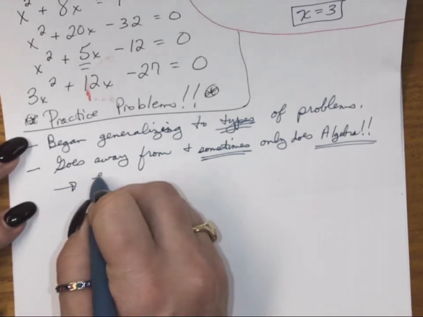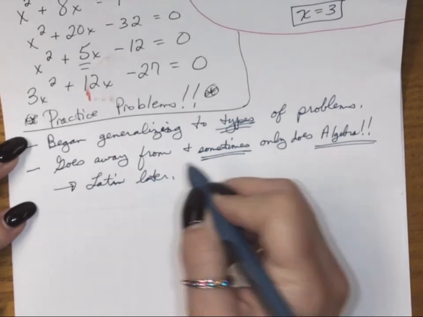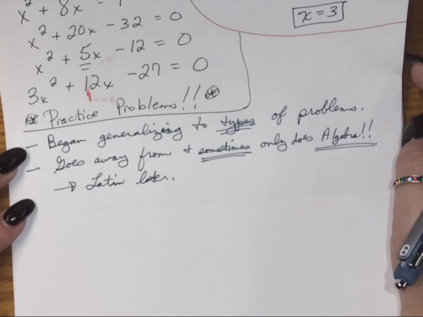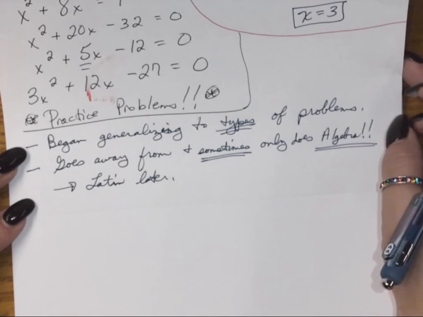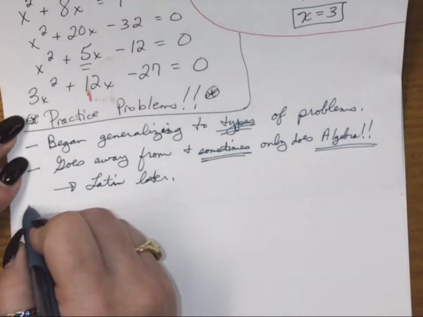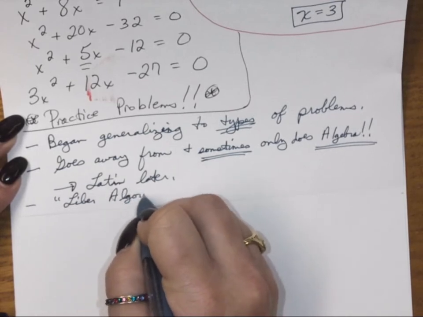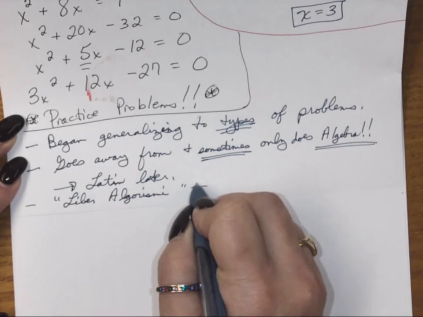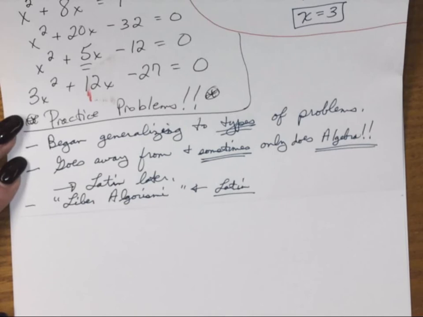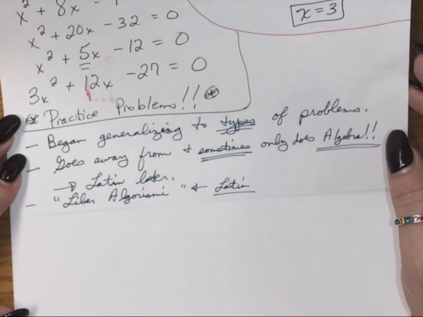Later on, what we'll see is he's writing in Arabic, but later it'll go into Latin, which becomes the language of the scholars, basically, right? Okay. So he writes a book. It's called Liber Al-Khwarizmi when you translate it to Latin. His name was Algorithmi, but when we translate it into Latin, it becomes Liber, which means book, and Algorithmi.